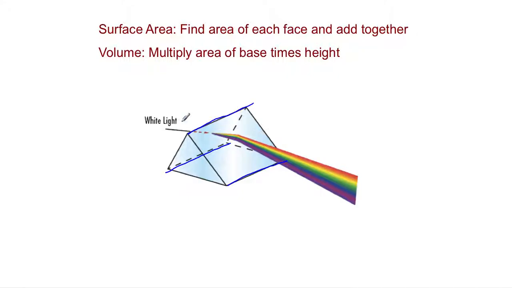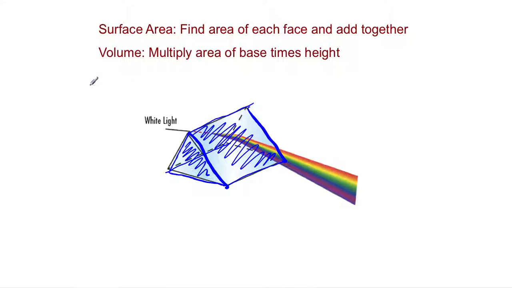So for the surface area, we want to find the area of all of the faces. And the faces are just the flat surfaces. So in this prism here, that's just a rectangle. And this face here, this surface, is a triangle. And then for the volume, we just want to multiply the area of the base times the height. So that's it for volume.